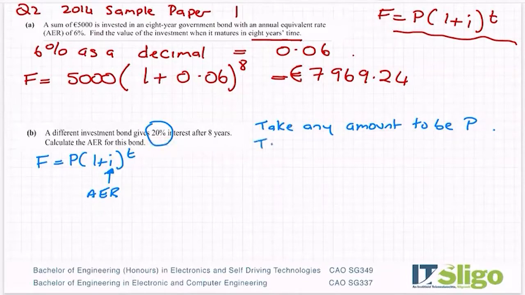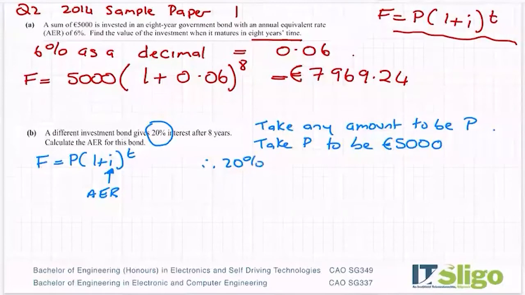Okay, so I'm going to take P to be 5,000 euros, like we did up here. Therefore 20% greater, okay, is 5,000 divided by 100 multiplied by 20, which is 1,000 euros.